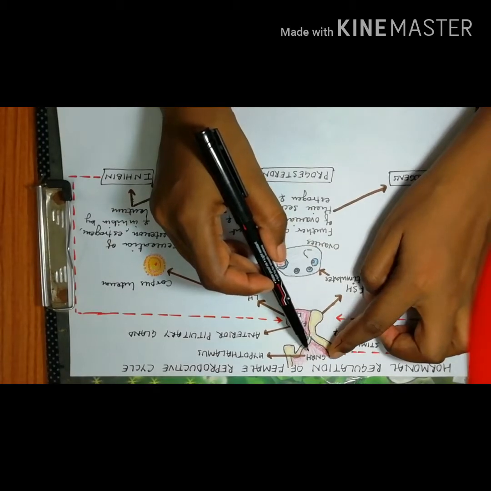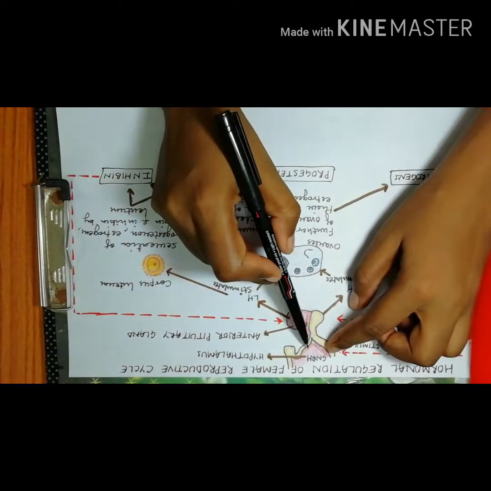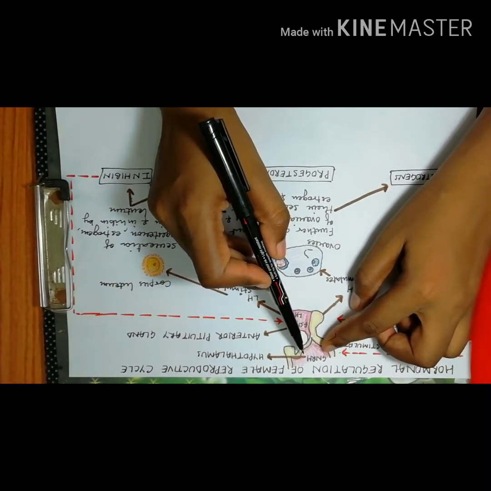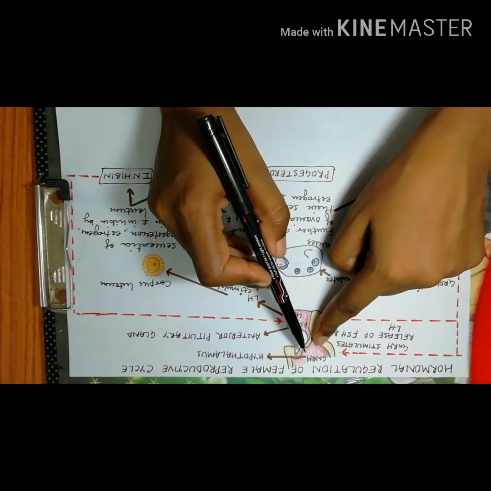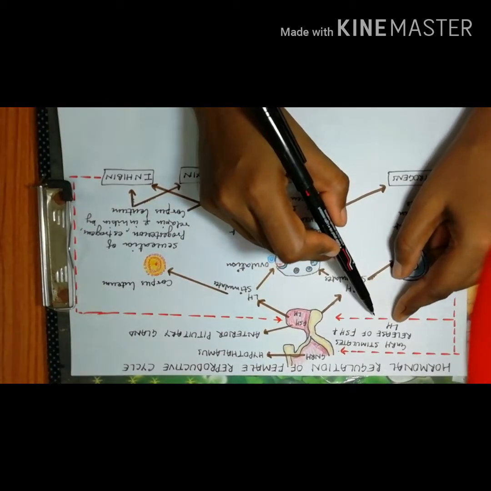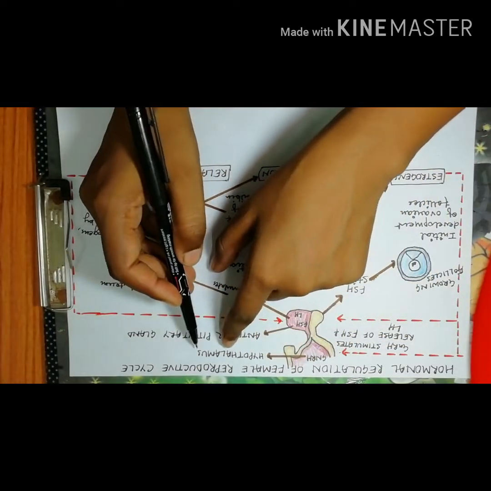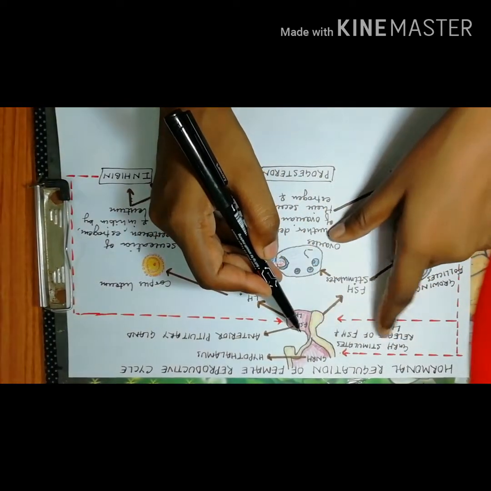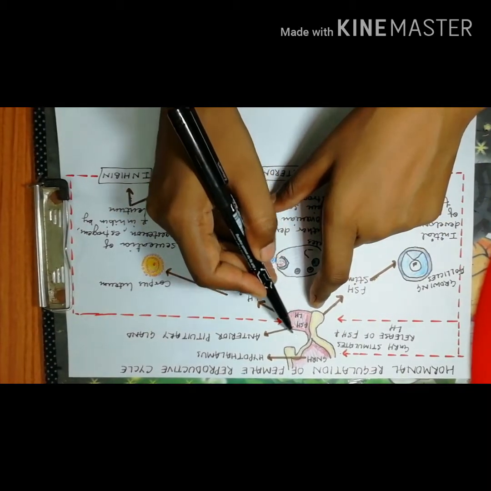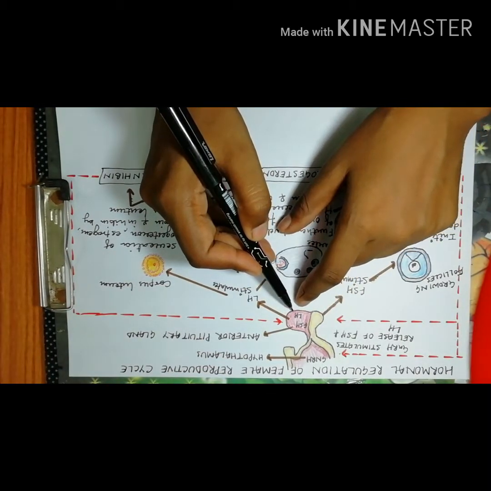GnRH is mainly secreted by the hypothalamus, and it mainly controls the ovarian and uterine cycle by stimulating the release of FSH and LH. So what happens? GnRH is secreted by the hypothalamus, and then GnRH stimulates release of this. Then from the anterior pituitary gland, FSH and LH are secreted.